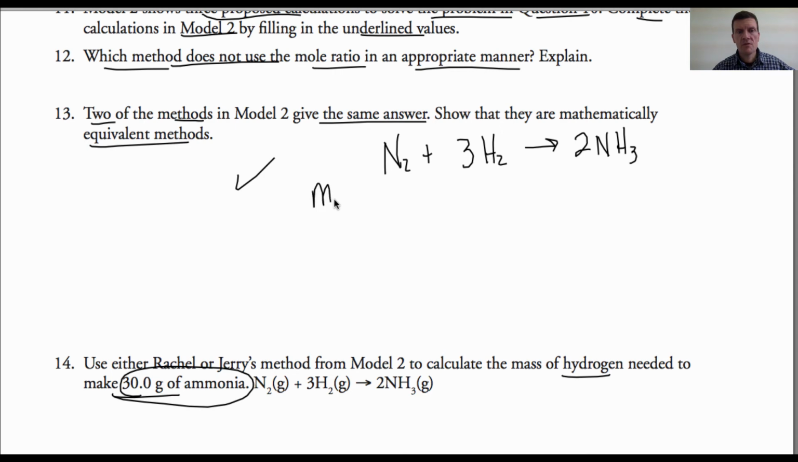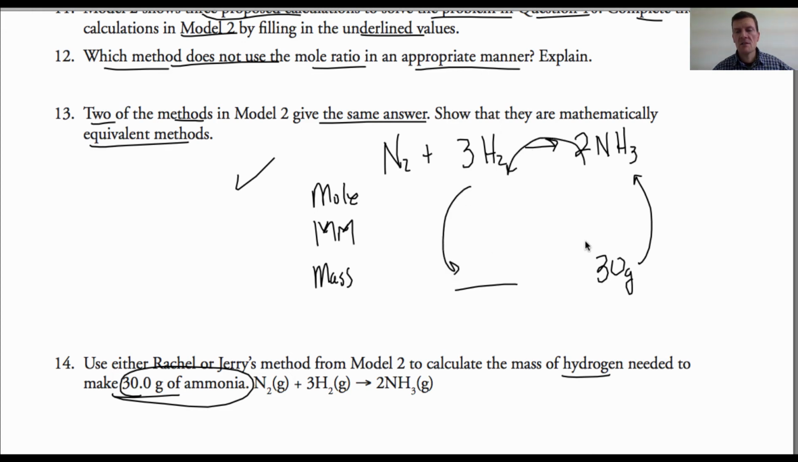So we've got moles, molar mass, and mass. So I know that when I do this, I've got 30 grams of ammonia. I'm given this value right here. I cannot go straight to mass of hydrogen, which is what I want. I've got to go up here, and then I have to go over using mole ratios, and then I'm going to go down. So 30 grams, I want to find out how many moles that is. So I'm going to divide by 17, because it's 17 grams for each mole.